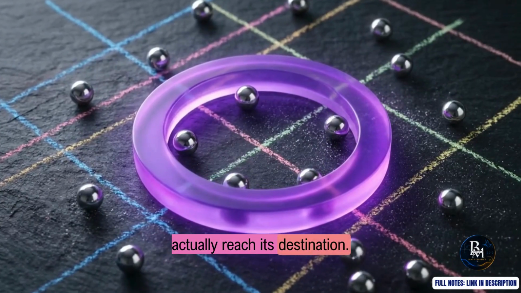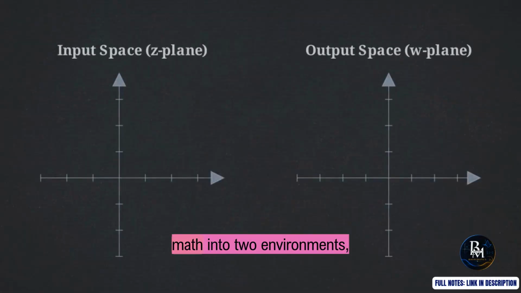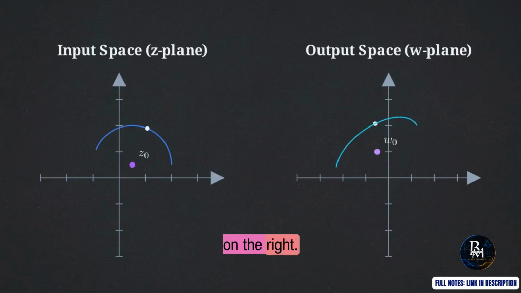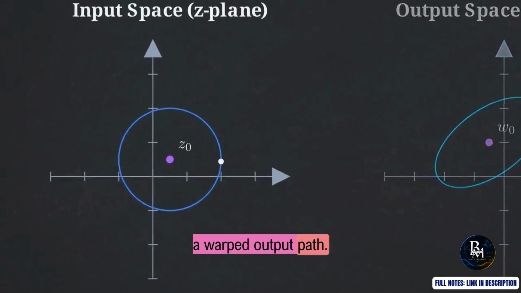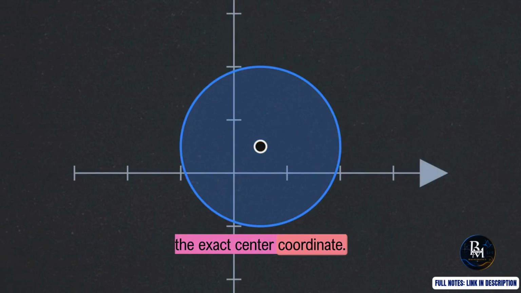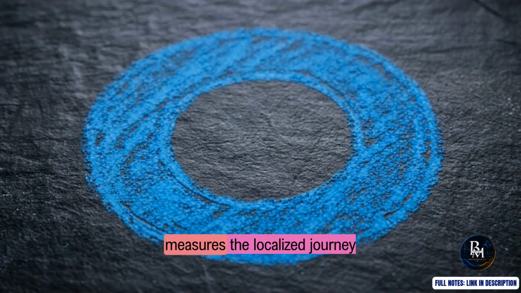This diagram splits the math into two environments, the input z-plane on the left and output w-plane on the right. Moving an input point instantly draws a warped output path. To test a limit, we establish a deleted neighborhood, deliberately removing the exact center coordinate. A calculus limit measures the localized journey toward a destination. The actual value at the exact center coordinate might be irrelevant or completely undefined.